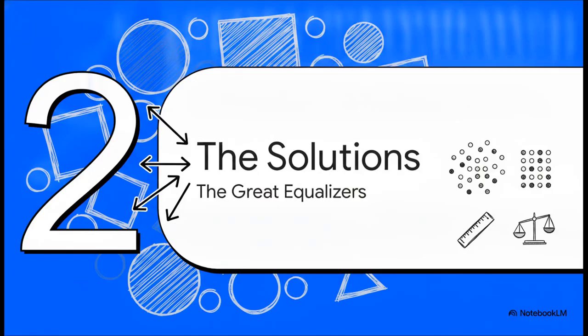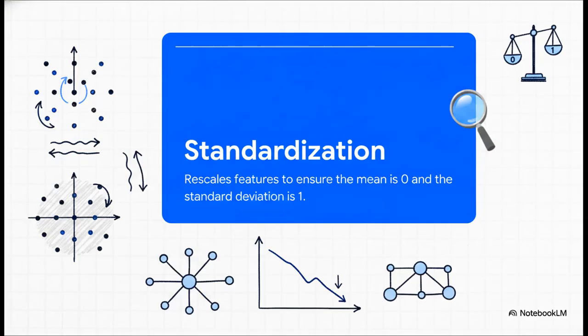Moving on to Section 2, defining the solutions, the great equalizers. To fix this and level the playing field, we use feature rescaling during our pre-processing phase. The goal is super simple but incredibly powerful. Force all those features onto almost the exact same scale so every single one gets an equal voice. First up is standardization, which is sometimes called z-score normalization. What this does is rescale your features so that the mean of the data is exactly 0 and the standard deviation is exactly 1. This technique is an absolute lifesaver for optimization algorithms that weight inputs, like gradient descent in your neural networks.